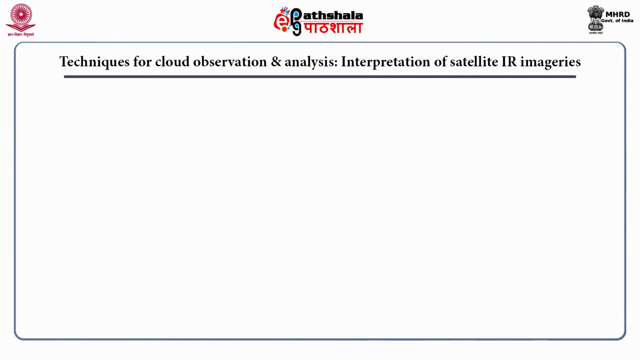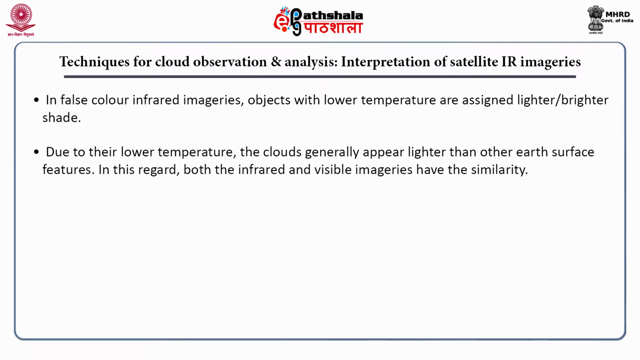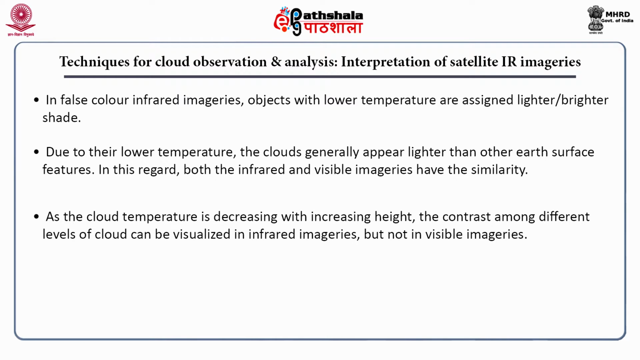Now, observation and analysis of cloud using satellite infrared imageries. In false color IR imageries, objects with lower temperature are assigned lighter or brighter shade. Due to their lower temperature, the clouds generally appear lighter than other Earth surface features. In this regard, both the infrared and visible imageries have the similarity. As the cloud temperature decreases with increasing height, the contrast among different levels of cloud can be visualized in infrared imageries, but not in visible imageries.